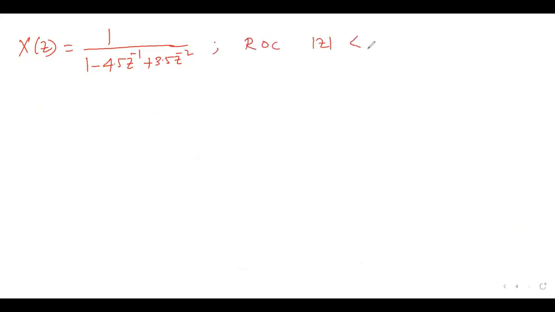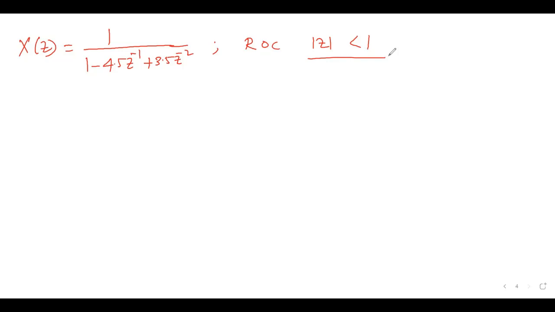Find the z inverse of X(z), which is 1 by 1 minus 4.5 z inverse plus 3.5 z to the power minus 2, and the ROC is given, which is mod z less than 1.